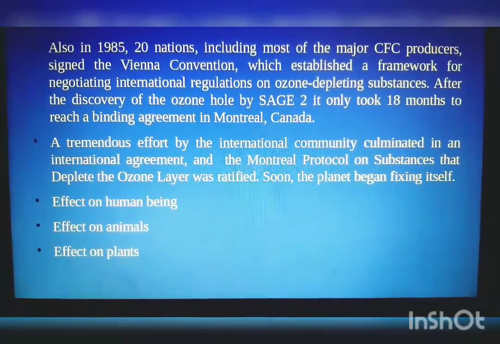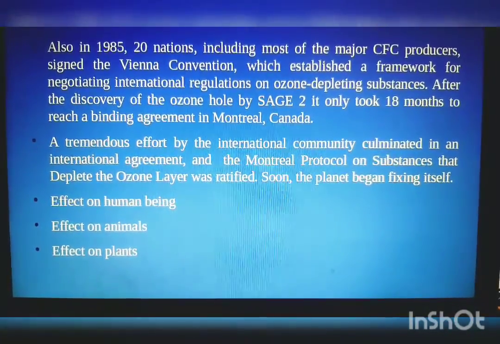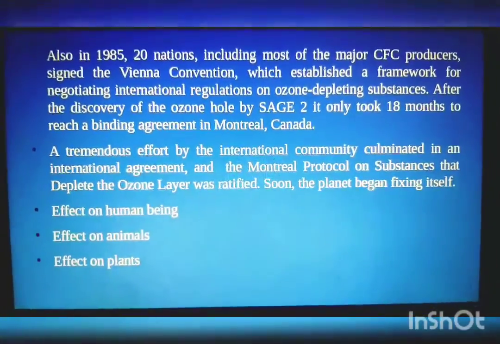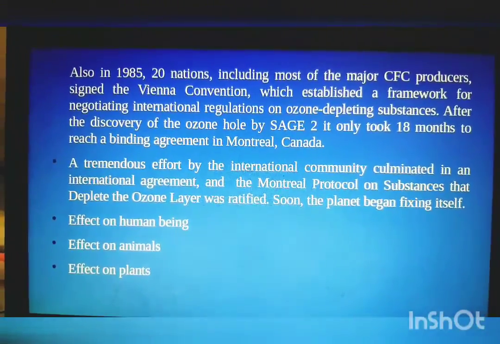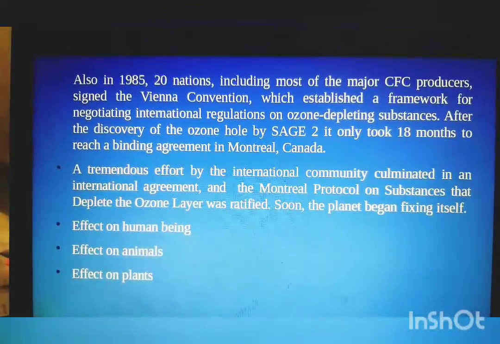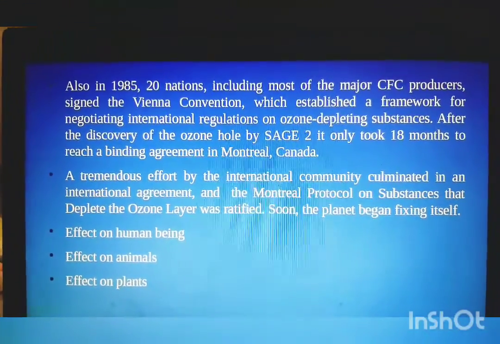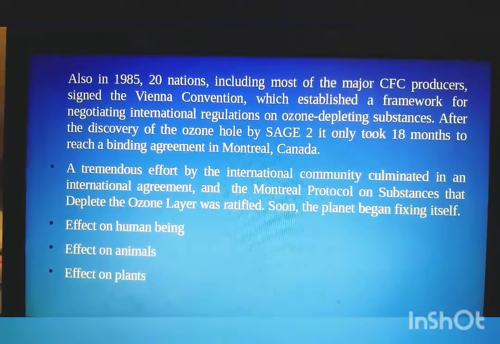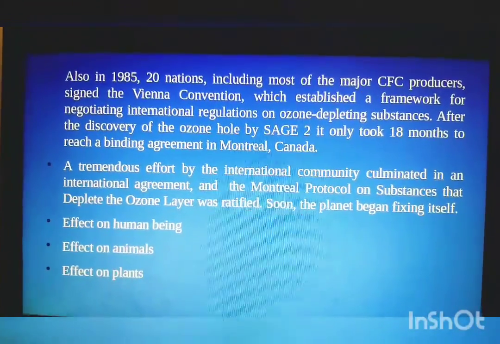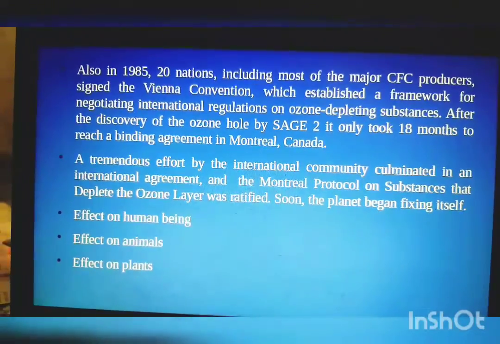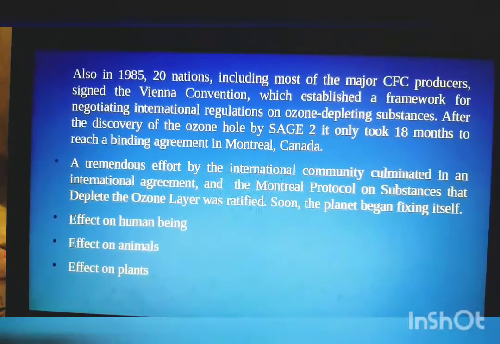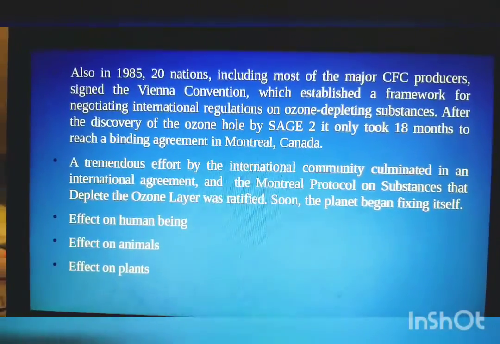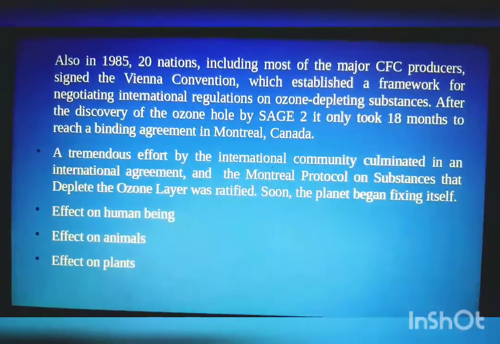So let's see what are the effects made by the ozone depletion on human beings. If the ozone layer gets depleted, more UV rays enter the atmosphere. When these UV rays come in contact with the human skin, it can cause malignant skin cancers. It can also cause cataracts. Vitamin D is synthesized when skin reacts with UV rays, but excess vitamin D can raise blood calcium level, increase mortality rates, etc.